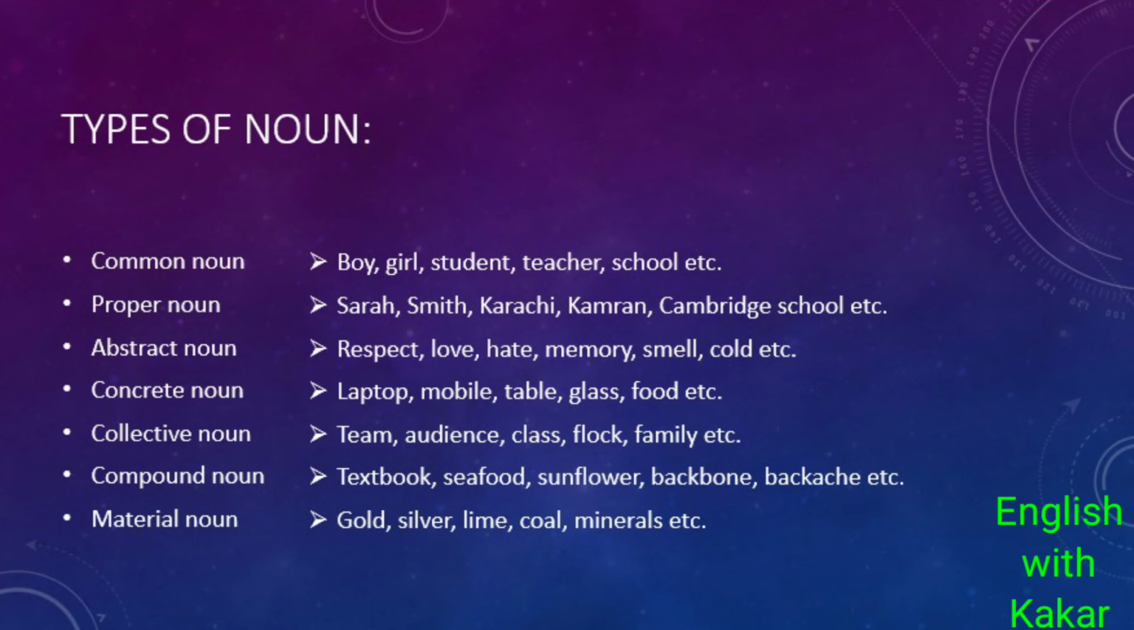Then sunflower, backbone. And material nouns are things that are taken from under the earth. Like from under the ground we get gold, silver, lime, coal, minerals, etc. So anything that we take from under the ground, from under the earth, is known as a material noun, because it is made of some material. It itself is some material. So these are some types of noun that you might have understood by now.